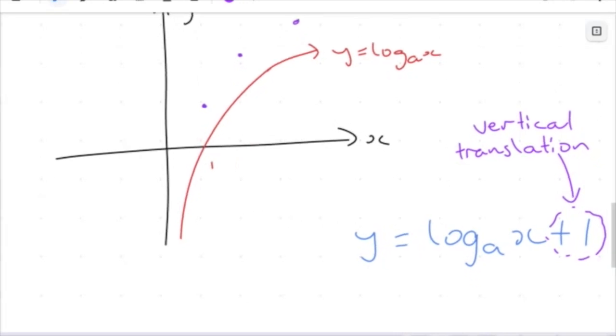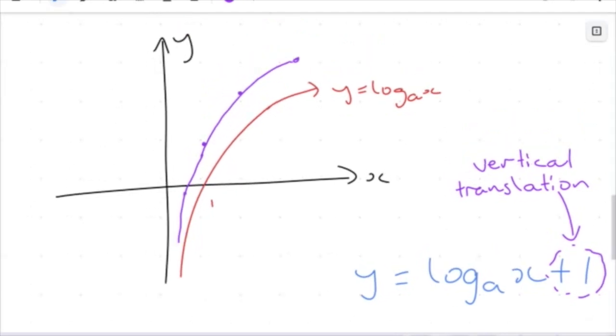About here, and let's say down here goes to about here. So I'm going to get a graph that looks, and the drawing's not going to be perfect, but I'm going to get a graph of my log that's shifted up by 1 unit.